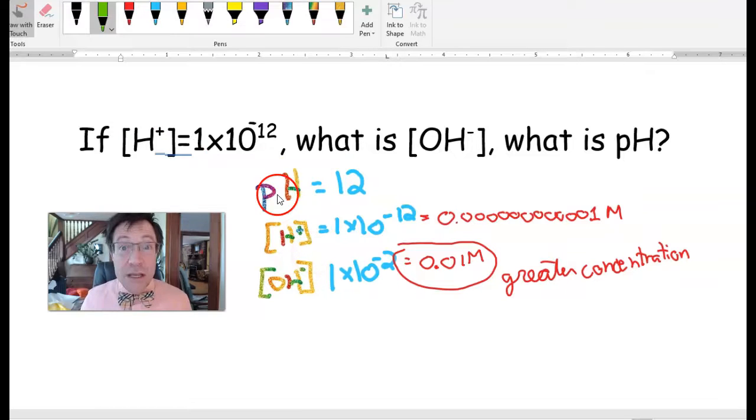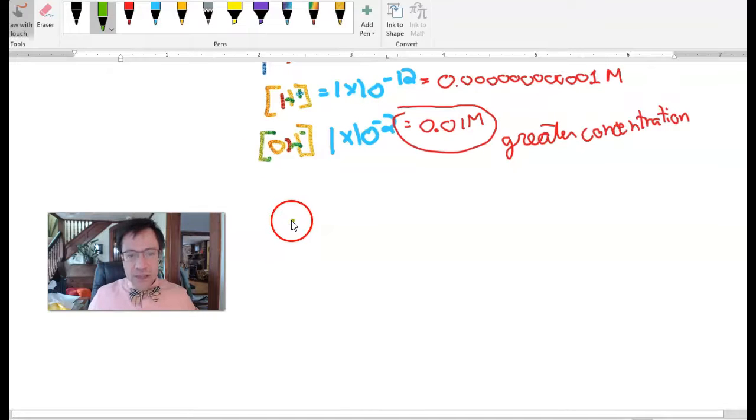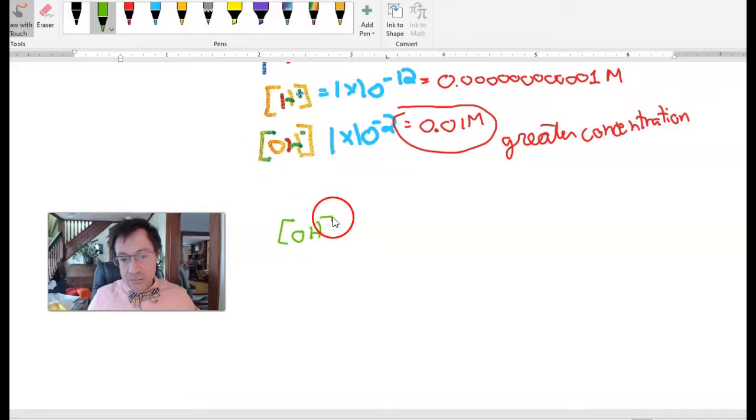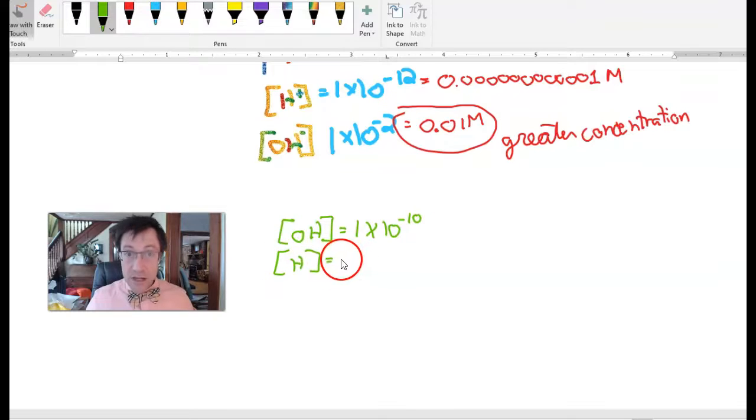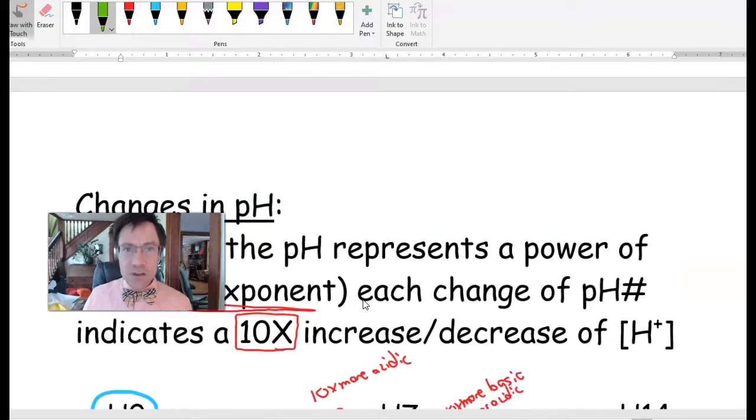Now it will be a little more difficult though. For example, what if they gave you the OH concentration is 1 × 10⁻¹⁰? I'm going to make something up. Well, we know what the hydrogen ion concentration is going to be, because both of the exponents have to add up to 14, so this will be 1 × 10⁻⁴. And if we know the hydrogen ion concentration, we know that the pH is going to be equal to 4. Super sweet, super easy. So that's what the first homework is going to be like.